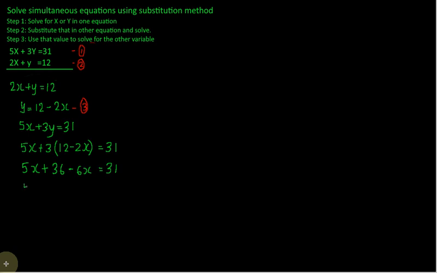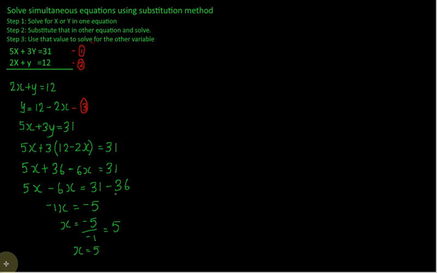Now I am going to rearrange this to find the value of x. So that is 5x minus 6x is equal to 31 minus 36. I move 36 to this side. So 5x minus 6x is minus 1x, which is equal to minus 5. So x equals minus 5 divided by minus 1, which is equal to 5. So this is the value of x. x is equal to 5.